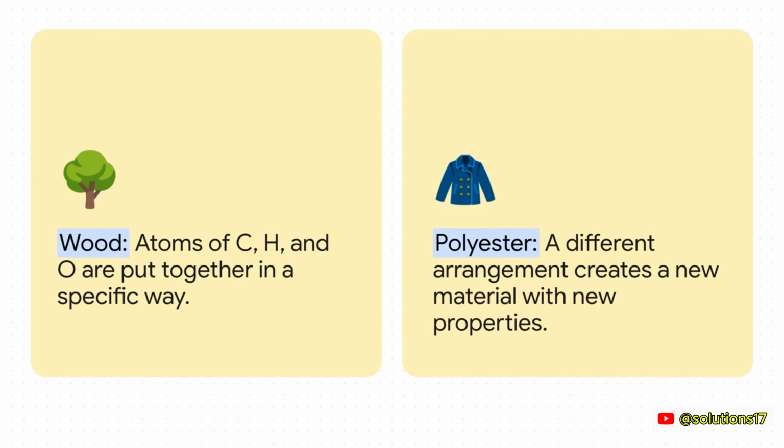Think of it like Legos. You can have a pile of red, blue, and yellow bricks. With those same bricks, you can build a house or you can build a car. Same parts, totally different structures. It's the exact same principle with atoms. The way carbon, hydrogen, and oxygen connect makes wood. A completely different connection pattern makes polyester.